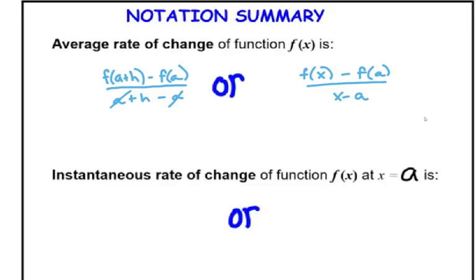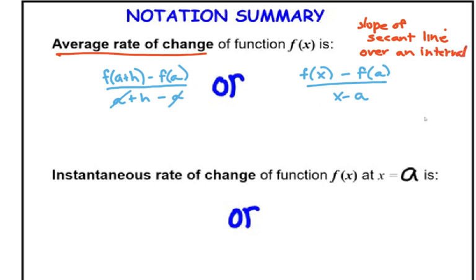So dog-ear this page, our average rate of change is just the slope, and we have 2 different forms here. And it's the slope of the secant line. We're using 2 points, so we're going to say it's over an interval.